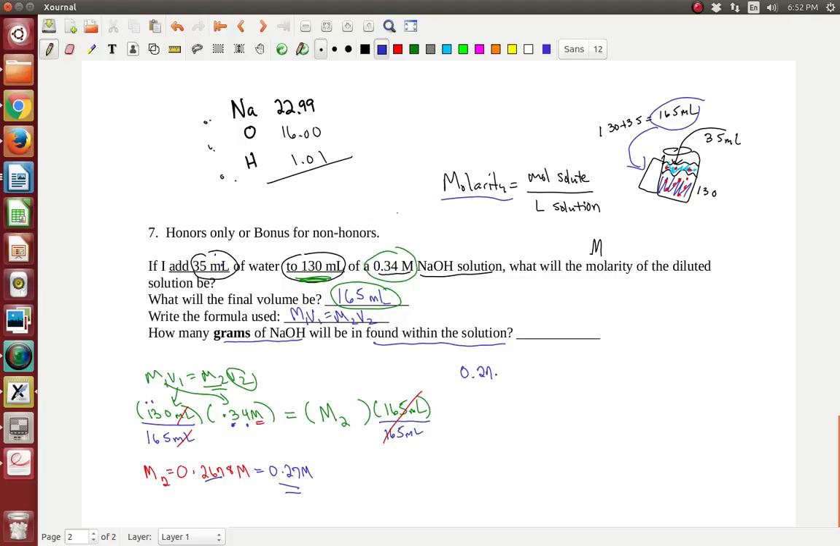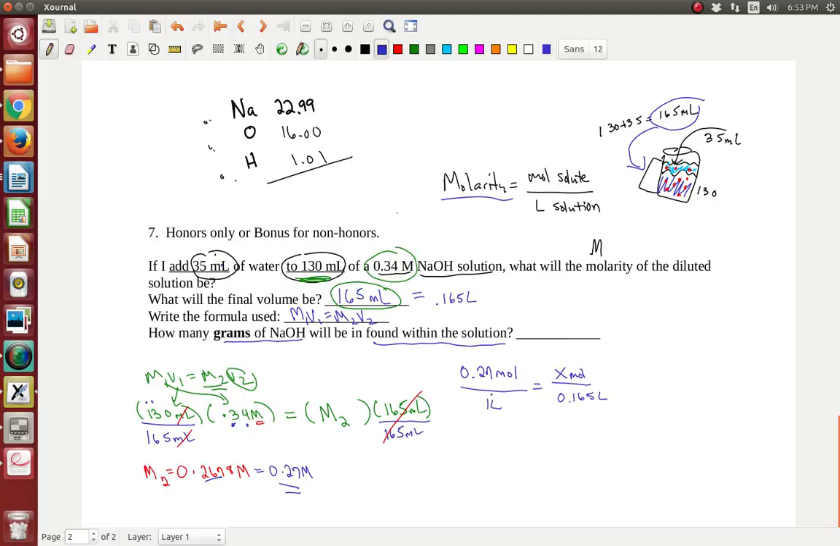0.27 capital M is the same thing as 0.27 moles per 1 liter. And we get a proportion. Instead of 1 liter, we have 165 milliliters. And so we're going to change that now to liters. So we divide by 1,000, and we end up with 0.165 liters. So this is when you need to change it. 0.165 liters, and how many moles would be in that 0.165 liters.